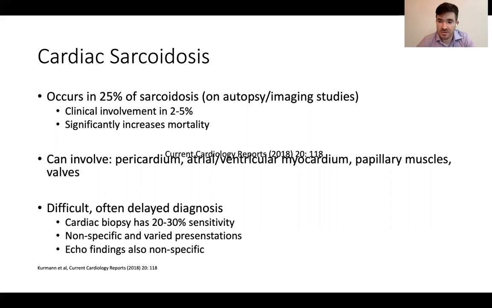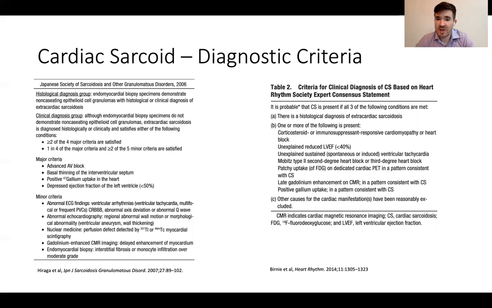As I alluded to, it's a difficult diagnosis, which is often delayed. Cardiac biopsy has quite a low sensitivity, particularly when it's not guided by imaging, really due to the patchy nature of the disease. Clinically, it has a very non-specific and varied presentation, and really the imaging findings, particularly echo, reflect that too, where often we have quite non-specific findings. And in fact, there are some studies that suggest maybe only 25% of people with cardiac sarcoid have significant abnormalities on their echo.